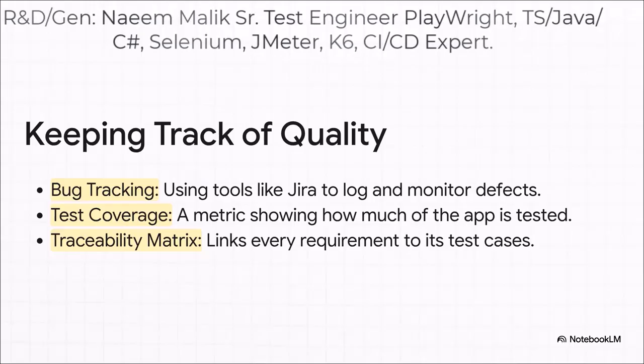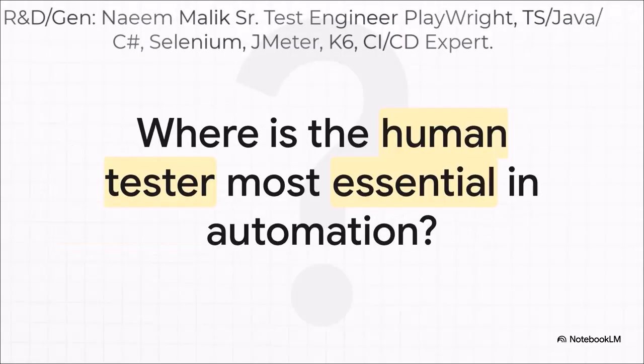So how do you manage all this complexity? Well, teams use a few key tools to keep track of quality. You have bug tracking software like Jira to make sure no defect gets lost. You have metrics like test coverage, which tells you what percentage of your app is actually covered by tests. And then there's the traceability matrix, a master document that connects every single requirement to a test case, proving that everything has been checked.